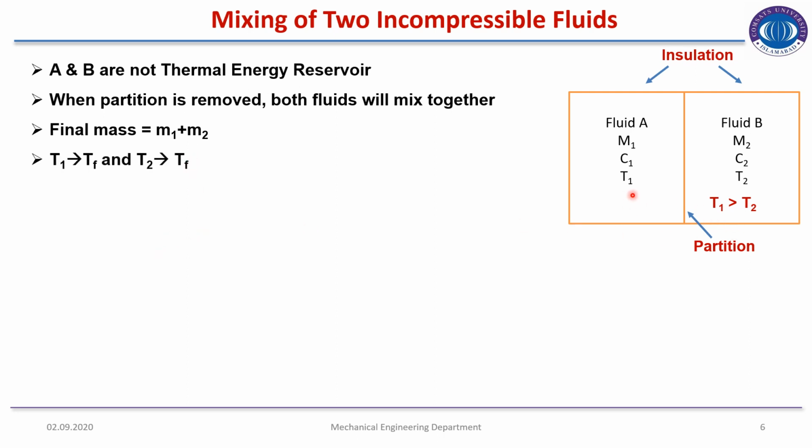As T1 is the higher temperature and T2 is the lower temperature, when they mix together they will approach an intermediate temperature. Here we have written that as the final temperature. So the temperature of fluid A will approach TF and the temperature of fluid B will also approach TF. So TF will be greater than T2 but less than T1.